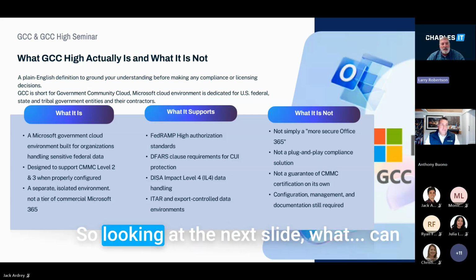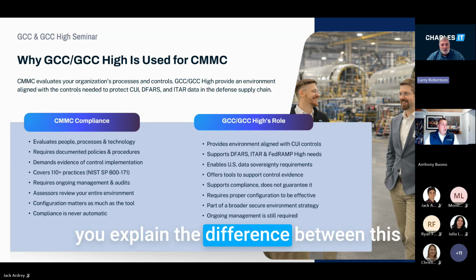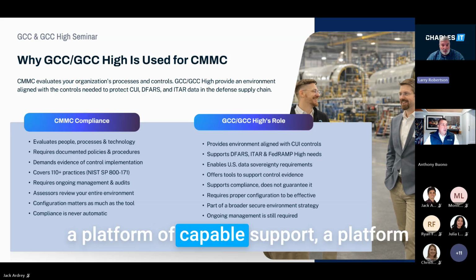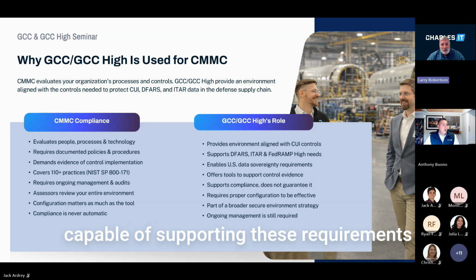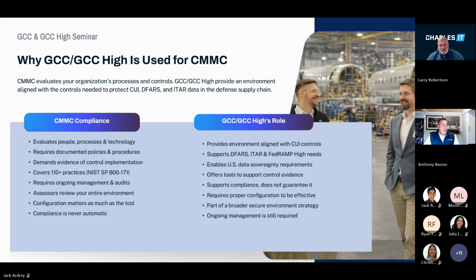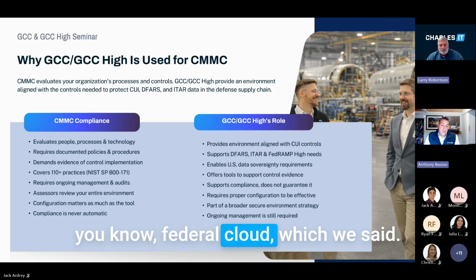Yeah, it does. Looking at the next slide, can you explain the distinction between Microsoft providing a platform supporting these requirements and the customer actually being compliant? Yeah, so the platform is really the Microsoft federal cloud, which we said.